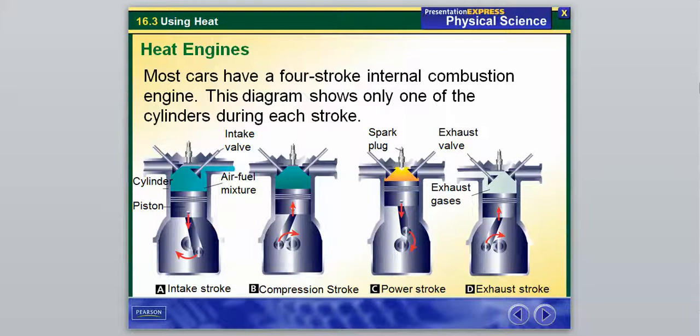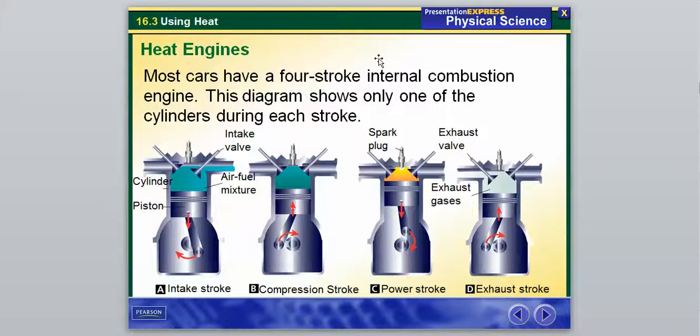And so here is again a picture of how heat engines work. Most cars have what's called a 4-stroke internal combustion engine, and this diagram shows only one of the cylinders during each stroke. So again, as this piston moves up and down, it's called the 4-stroke engine because it has probably multiple pistons, but this is just one of the cylinders during each of the strokes. Again, it's constantly moving up and down, up and down, up and down.